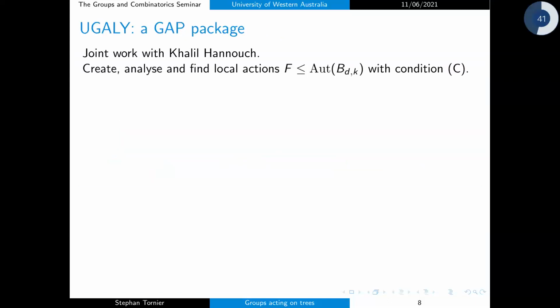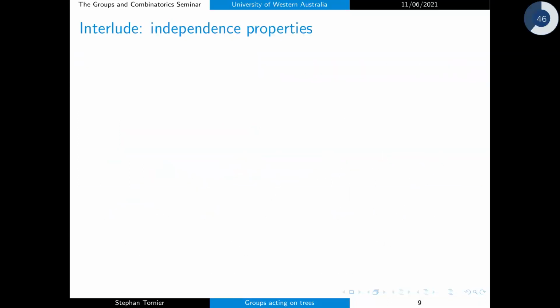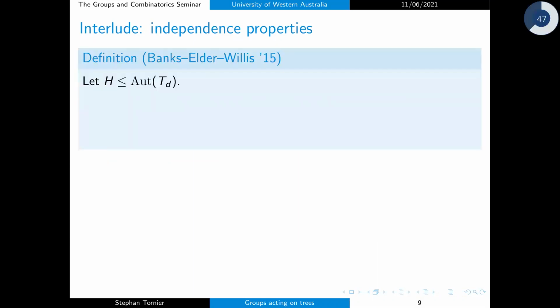To finish the discussion of these universal groups and lead into the next construction, I'm going to talk about independence properties briefly. So Chris Banks, Murray Elder, and George Willis a couple of years ago defined the PK closure of a group acting on a regular tree, or any tree really. It used to be just called the K closure, but then we heard that K closure already has a meaning for permutation groups and it's different. So we renamed it to PK closure.